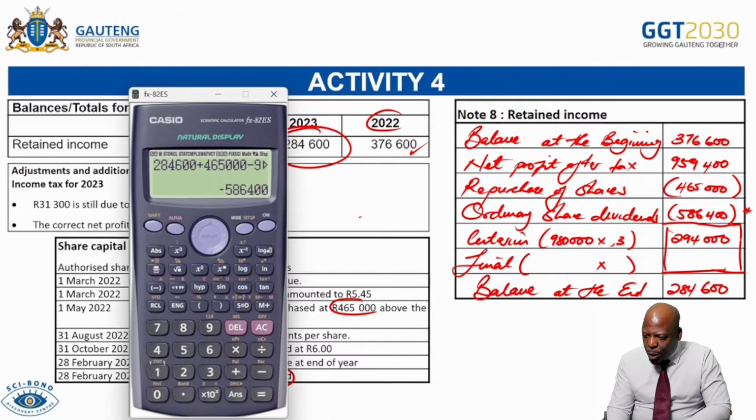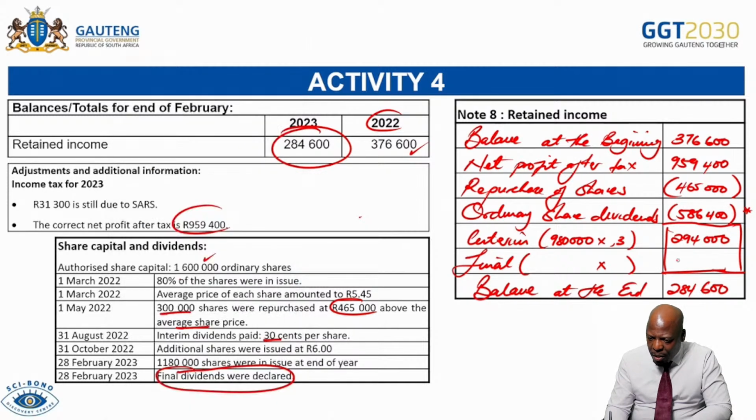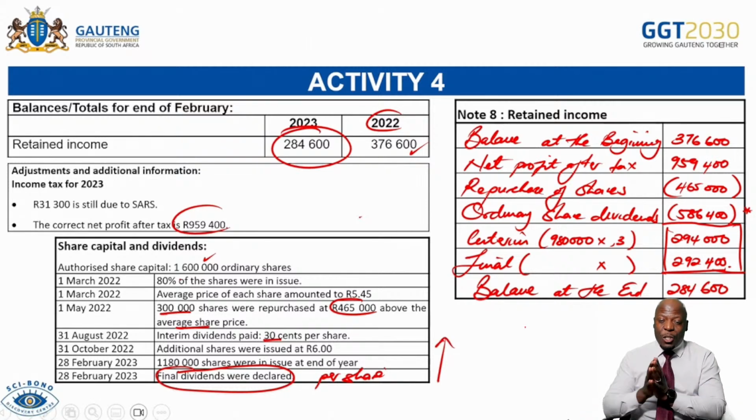Then I want to get the final dividends. So I'll simply say my 586,400 minus the 294,000. And that will give me 292,400. So the final dividend becomes 292,400. Then you close it. So in this one, you are not given the final dividend per share. You are supposed to do the bottom-up calculation.